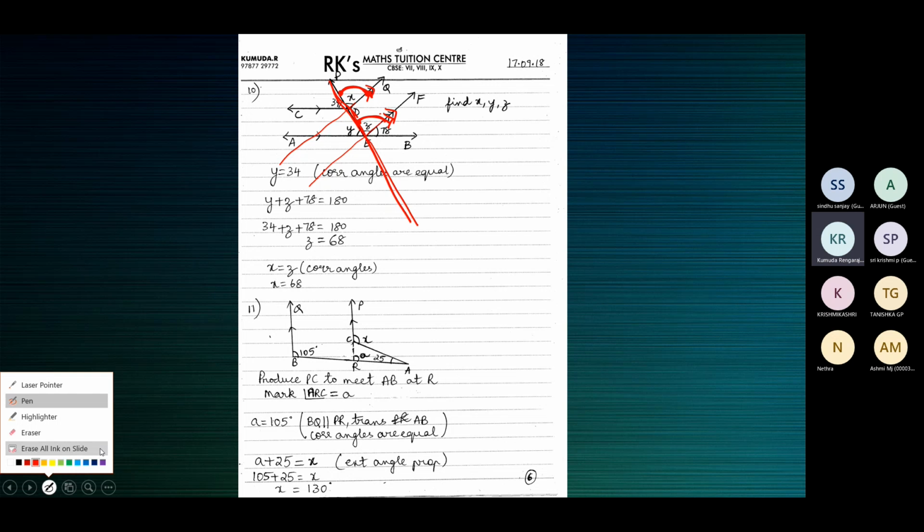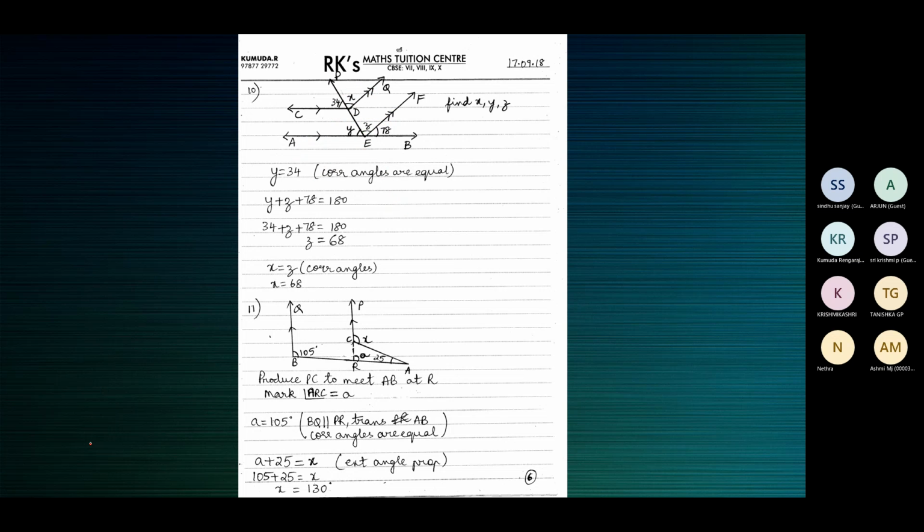So they are corresponding angles and they're equal. X is equal to Z. Corresponding angles are equal. So since Z is 68 degrees, X is also 68 degrees.